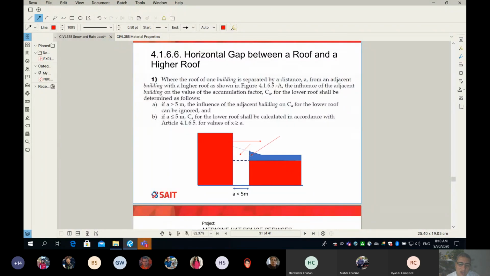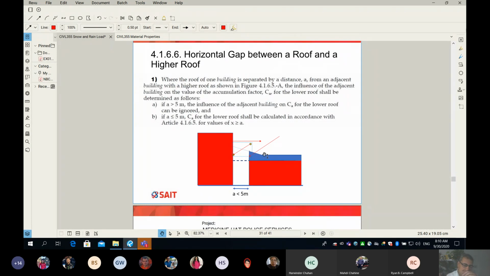Remember, this number is really what the lower roof will see. How about this number here? This snow accumulation here, this will go to the ground. Okay, so just using the geometry, I think similarity of triangles, you're able to find the snow intensity at this point.